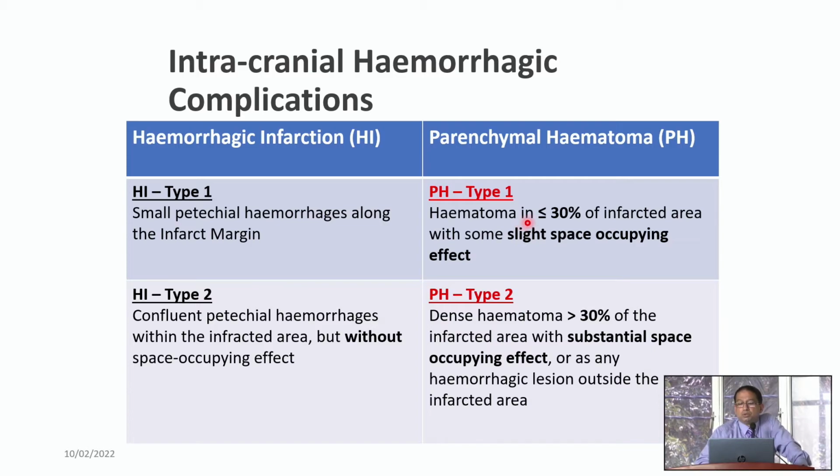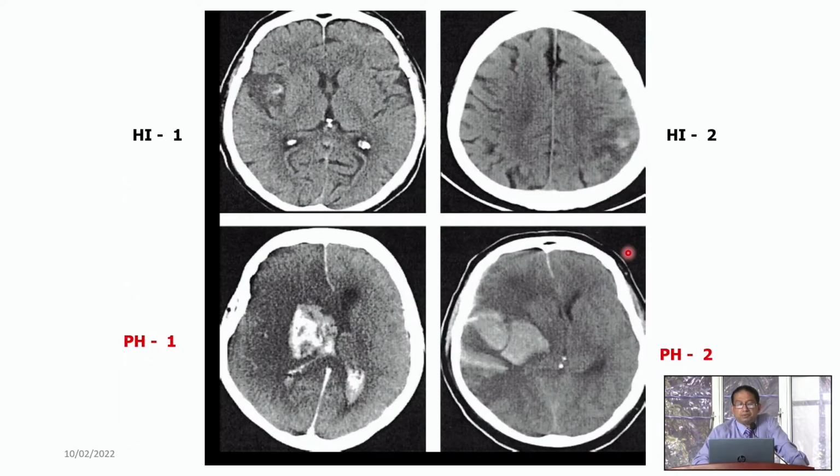You can get a hematoma affecting less than 30% of the infarcted area with mass effect, or the PH2 is the worst type, where there is a large hemorrhage, and also there may be hemorrhages beyond the infarcted area. So these are the four. That's just a minor hemorrhagic change you can see within the infarcted zone. Here these are more confluent hemorrhage, and these are large hemorrhage.